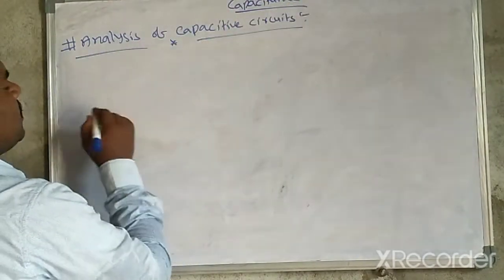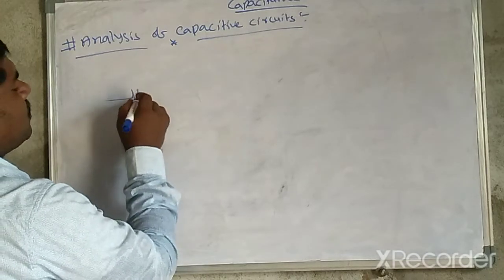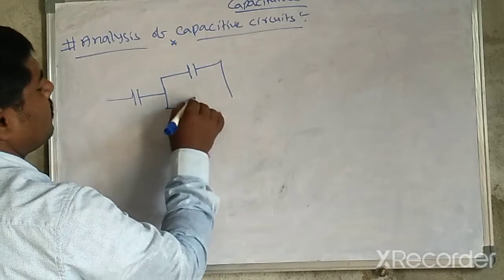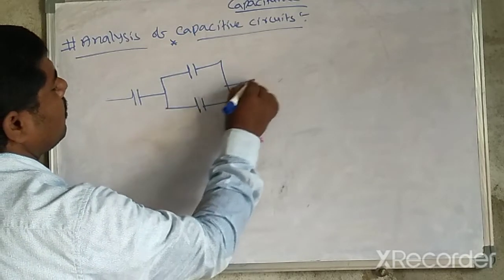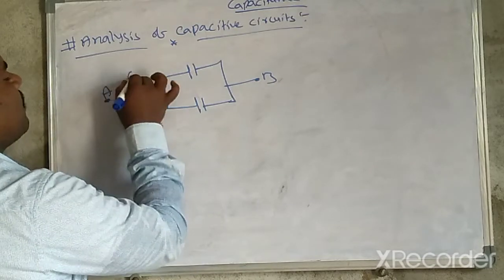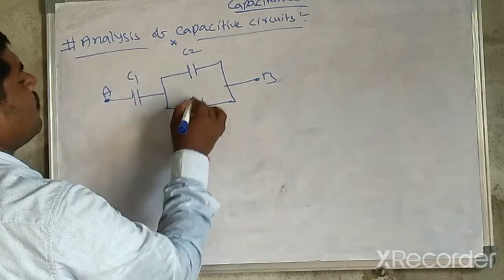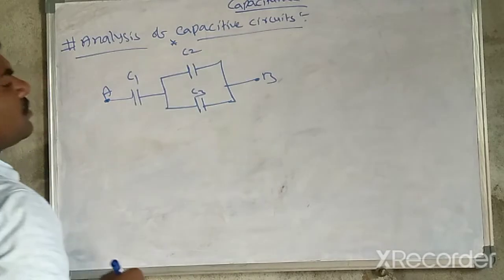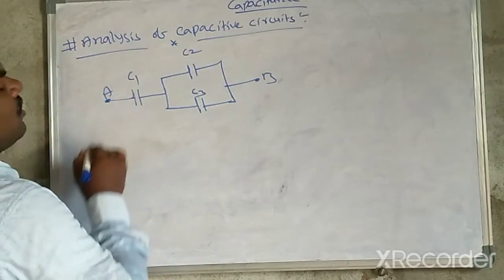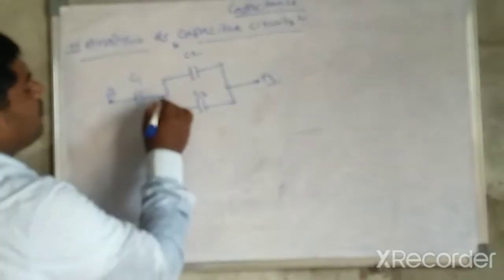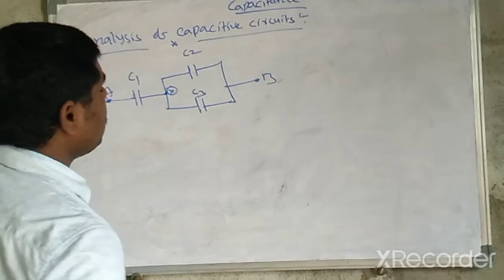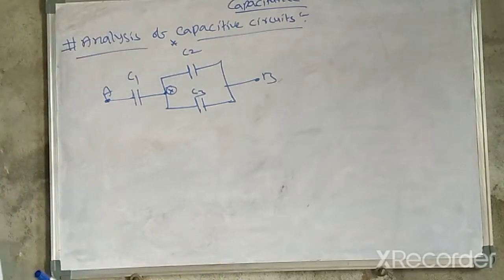So see the diagram. This is the first capacitor, this is the second capacitor, and this is the third capacitor. This point is B, this point is A, and these are named C1, C2, C3. They are connected like this. Whenever there is a point like this, it is nothing but a node point. I will tell you what is meant by a node.